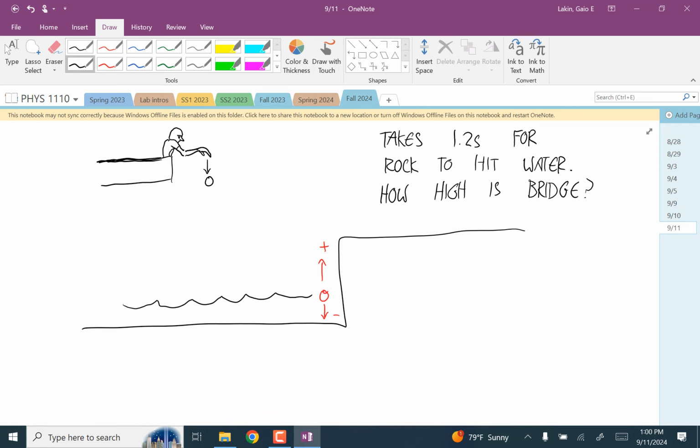And then we have to choose when we're turning the stopwatch on and when we're turning the stopwatch off. What's going to be our time equals zero instant? Yep, it's the instant that it's released.